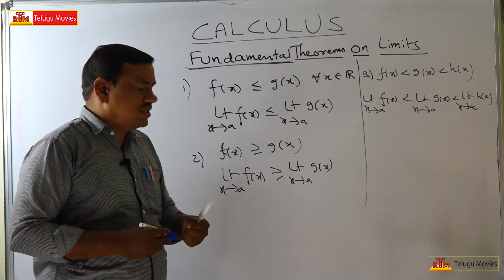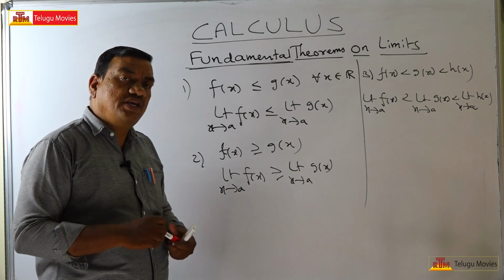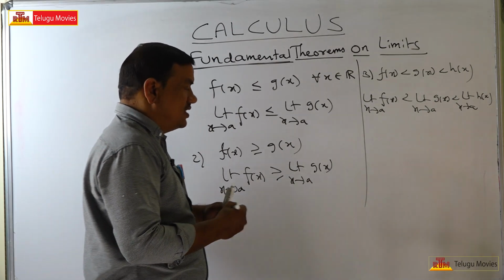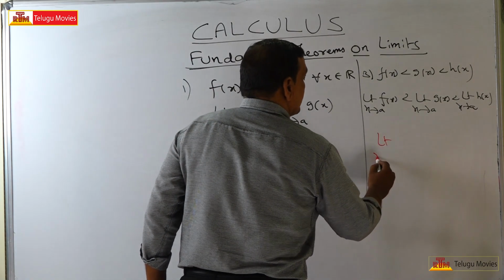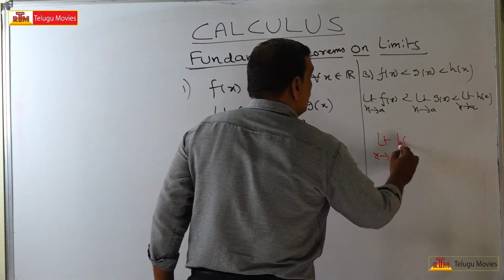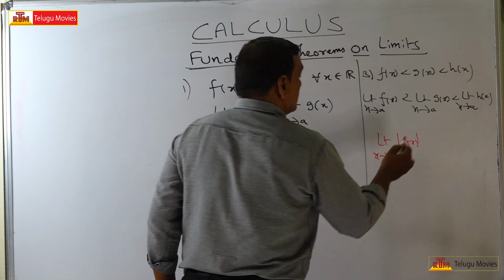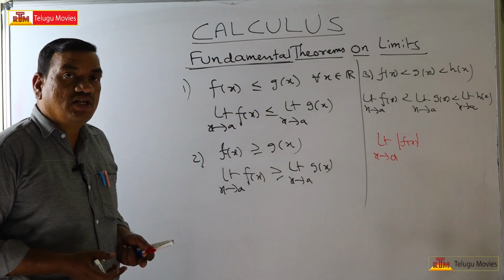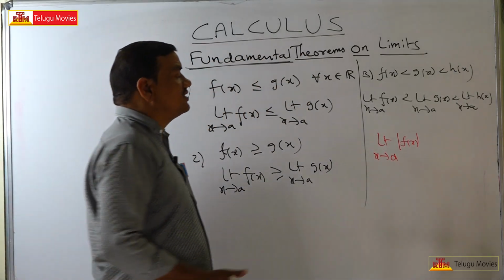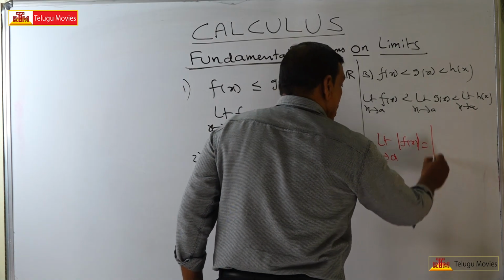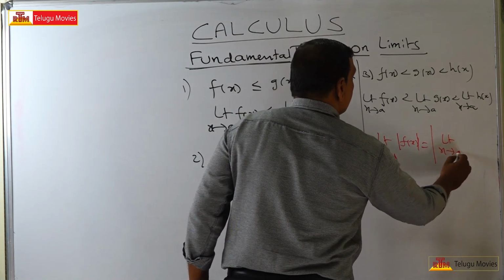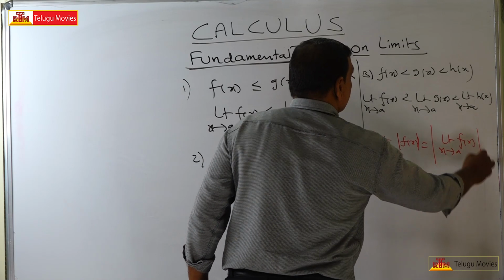Okay, just one more theorem I have missed here. That is, limit as x tends to a of modulus of f of x is the same as modulus of limit as x tends to a of f of x.